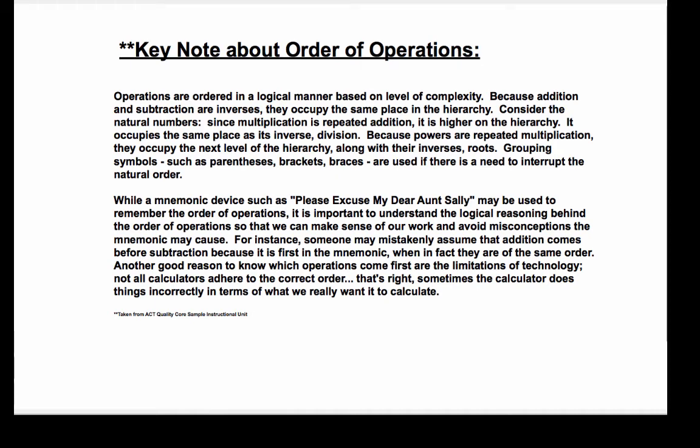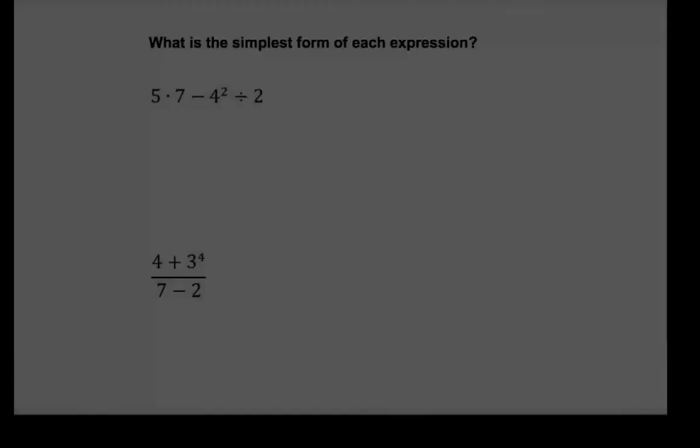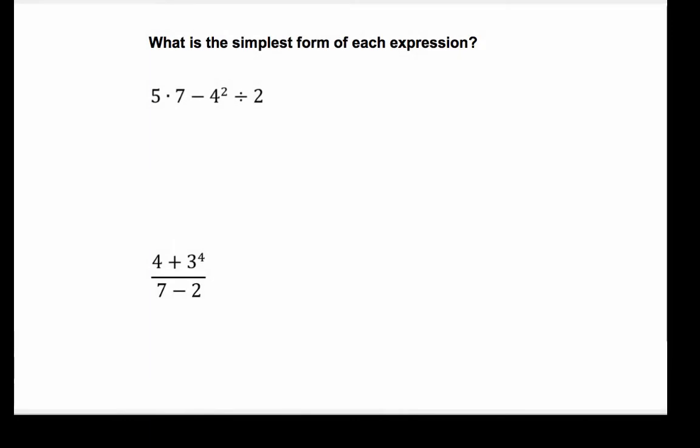Another good reason to know which operations come first are the limitations of technology. Not all calculators adhere to the correct order. That's right. Sometimes the calculator does things incorrectly in terms of what we really want it to calculate. And we'll address some of these more later. So just something to think about. So what is the simplest form of each of these expressions?